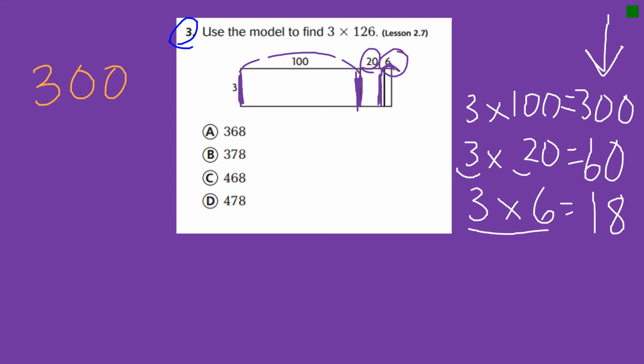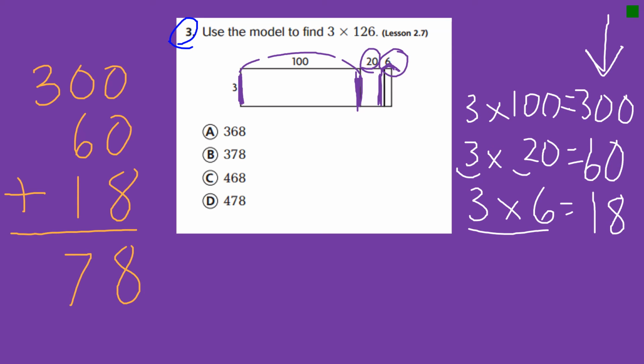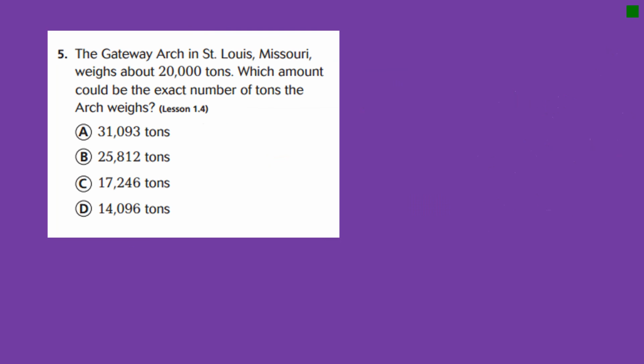300 plus 60 plus 18. 8 and 0, 0. 6 is 1 is 7. 378. Great job. So you used a model to find 3 times 126. 378. Awesome. All right, we have one more.